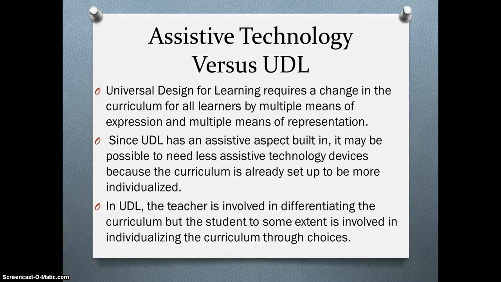It does require a change in the curriculum for all learners by that multiple means of expression, multiple means of representation, etc. Since UDL has an assistive aspect built into it, it may be possible that in a classroom that's fully doing universal design for learning that you may not need as much assistive technology. However, it's not a replacement for assistive technology. You may not need as much because the curriculum is already set up to be more individualized for students.